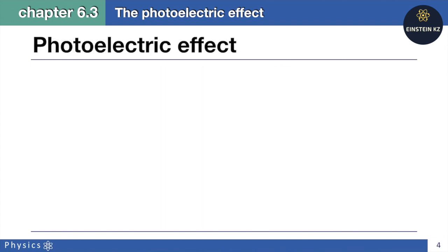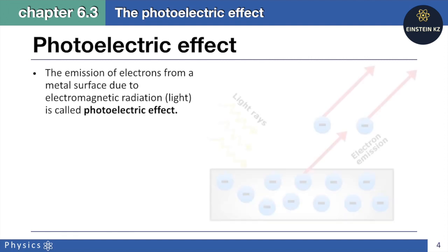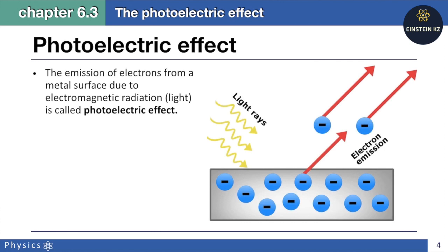First of all, let's begin with the definition of the photoelectric effect. So the photoelectric effect is the emission of electrons from a metal surface due to electromagnetic radiation. Basically, everything is shown on this diagram. As you see, the light rays are coming here and giving some energy to the electrons that are located on the surface of the metal. These surface electrons are taking the energy and just flying out from the surface.